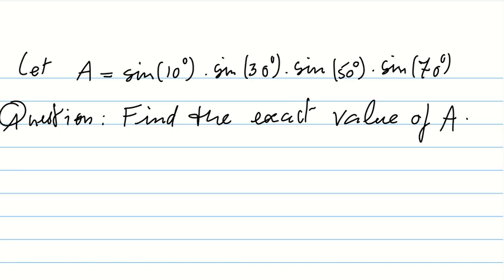We will find the solution of the following exercise shown on the screen. Let a equal sine 10 degrees multiplied by sine 30 degrees multiplied by sine 50 degrees multiplied by sine 70 degrees. The question is, find the exact value of a. Now you can pause the video and try to solve it before seeing the solution.